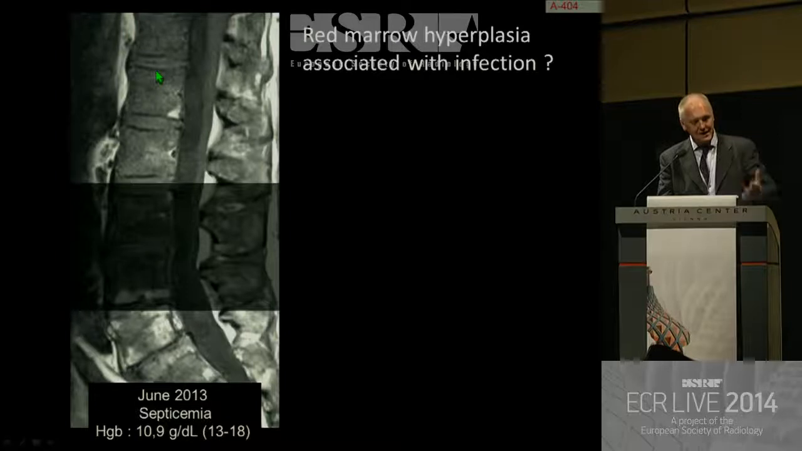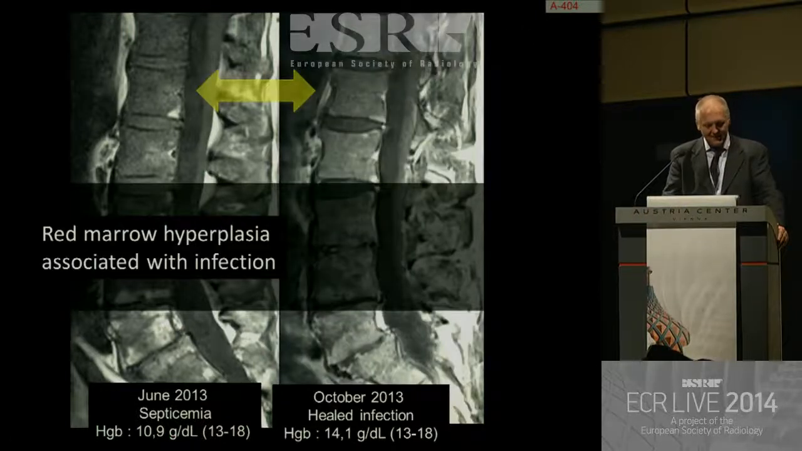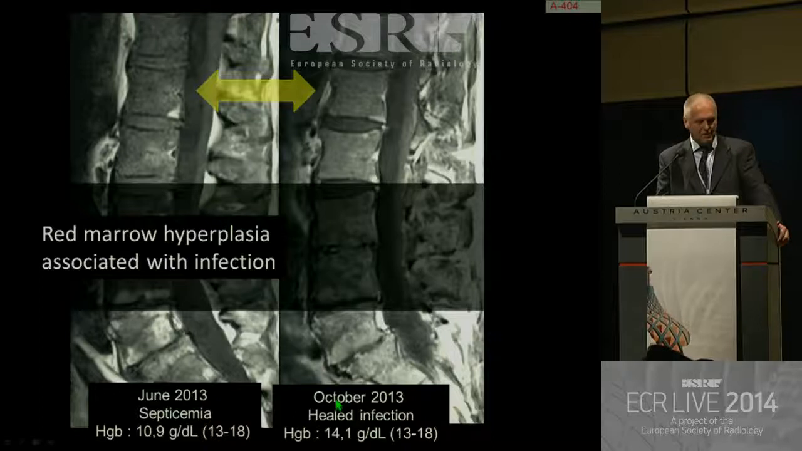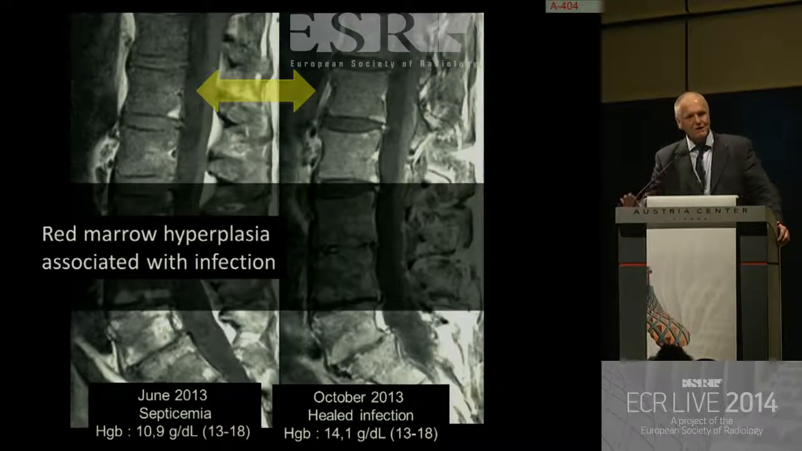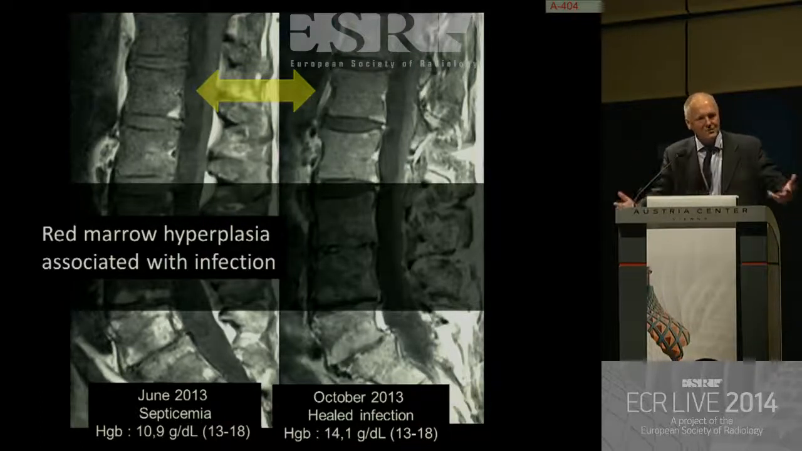There is not enough fat. And if you look at the blood test, it's got a 10.9 hemoglobin level. And this is 4 months later. As you can see, the signal intensity becomes higher than that of the adjacent disc, and the hemoglobin is normal. So the signal intensity of the bone marrow in your everyday practice is largely influenced by the blood content, and if you have not enough hemoglobin, the red marrow will be stimulated.